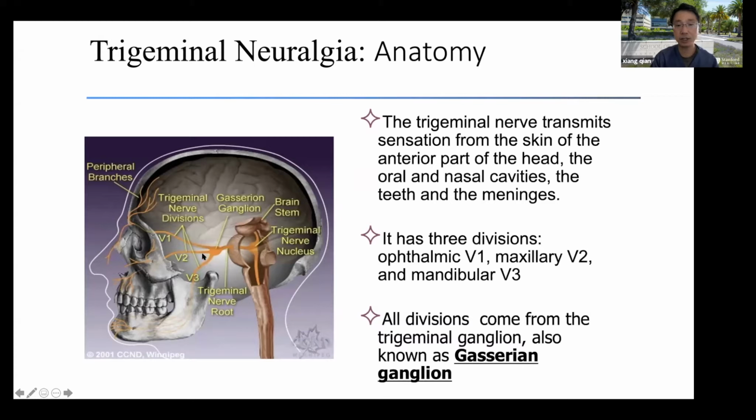A lot of times we call it the trigeminal ganglion. It's in the middle fossa, and sometimes we call this area Meckel's cave. It's half covered by meninges, and the branches originate from the trigeminal nerve nucleus in the brainstem. The blood vessel compression, which I'm going to mention in a few slides, happens right here at the entry zone.